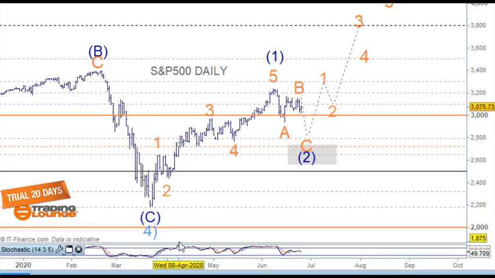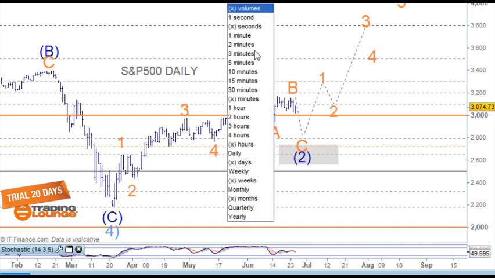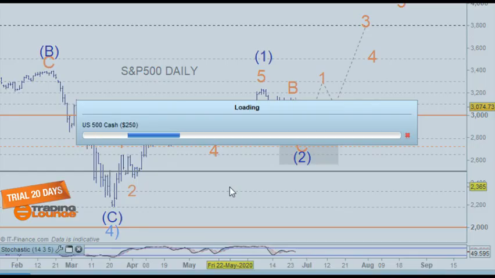Welcome to Trading Lounge and the S&P 500 for the 26th of June, and starting on the daily chart here, we've been looking at this as an up for 5 waves for wave 1, as you know, and then an A wave, a B wave and a C wave here for wave 2, and then pushing up here higher. So we're in this particular space here, and let's take a closer look at that.